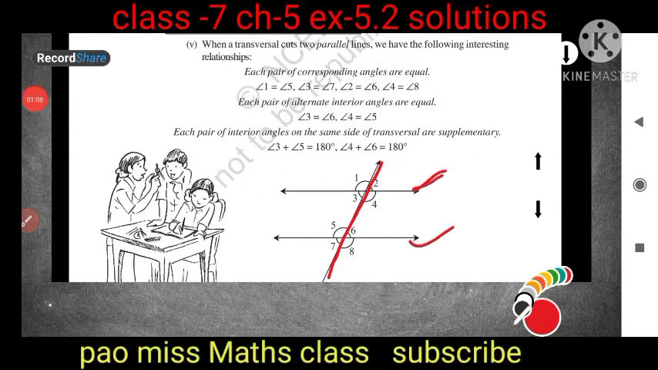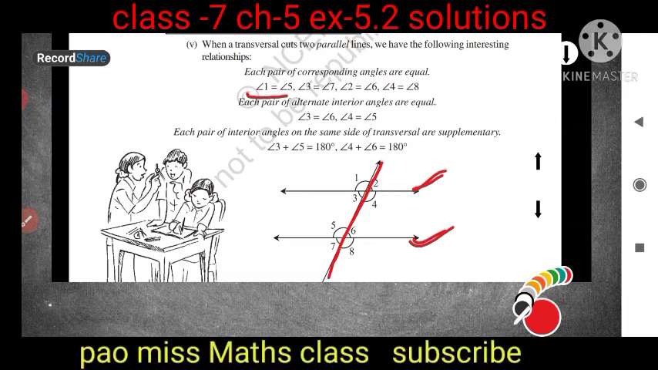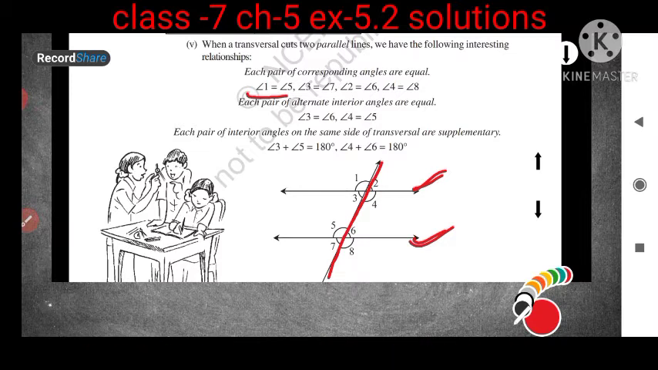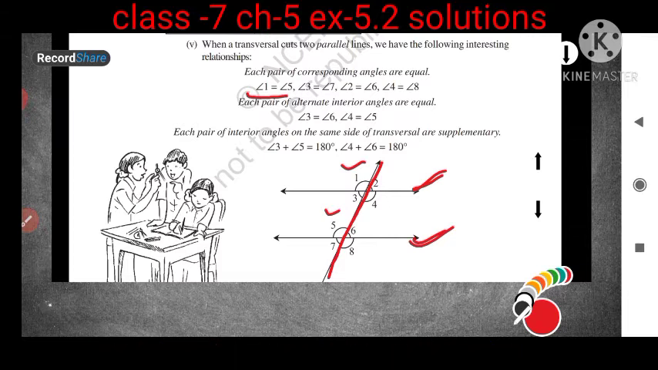Now these two lines are parallel lines, and we can see one transversal line. Angle 1 and angle 5 are corresponding angles and equal. Angle 1 and angle 5 are called corresponding angles, and corresponding angles are always equal.